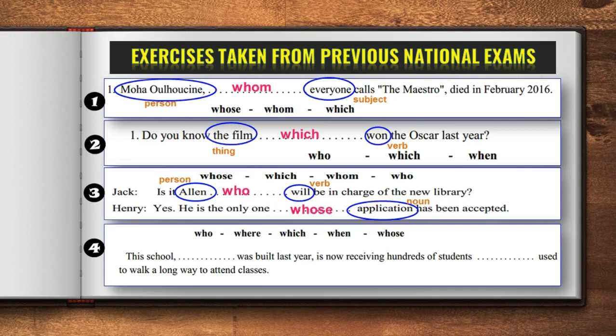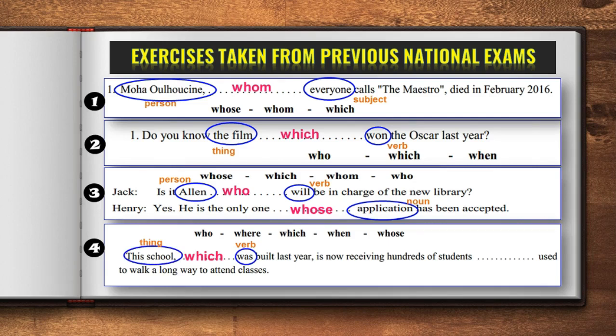In number 4, we've got who, where, which, when, and whose. And we're talking actually about this school which was built last year, is now receiving hundreds of students who used to walk a long way to attend classes. So in number one here we've got was, it's a verb. This school is a thing. So when we have a verb, a thing, we use which.